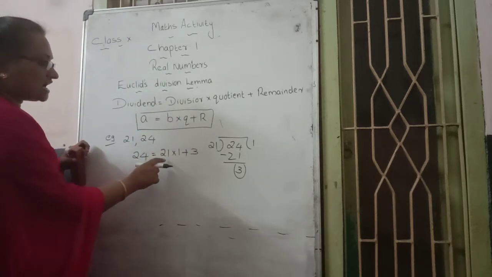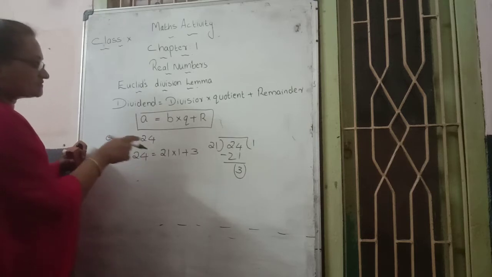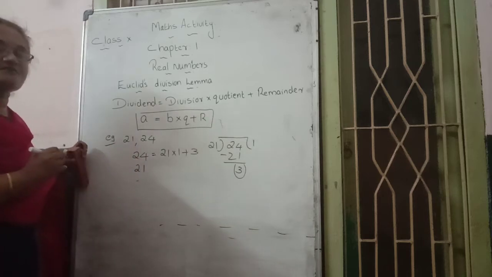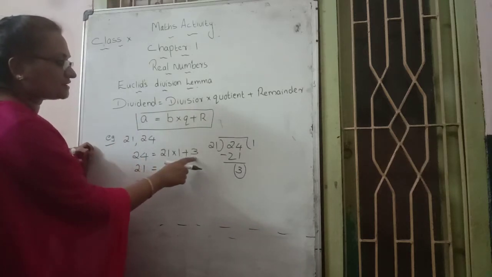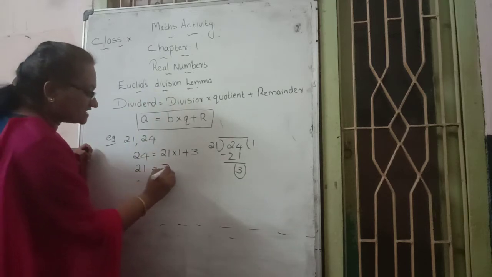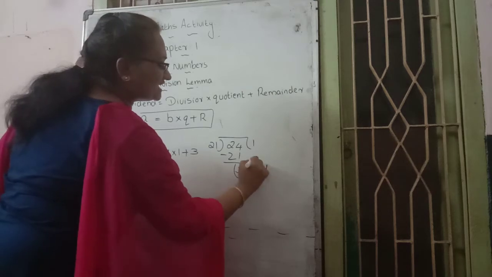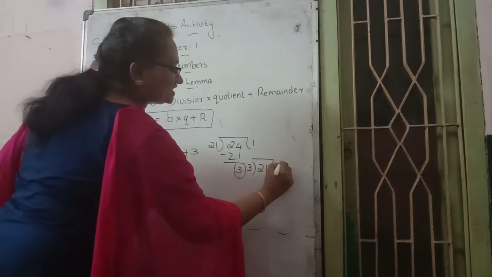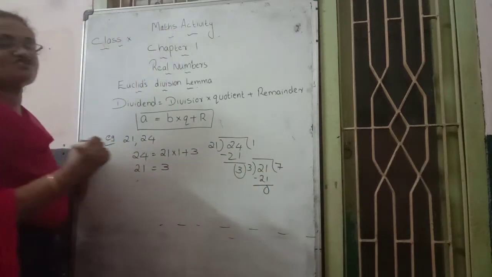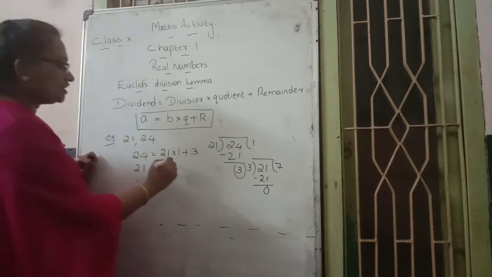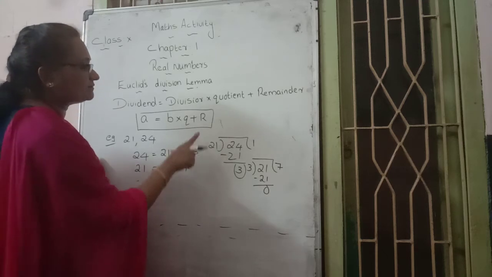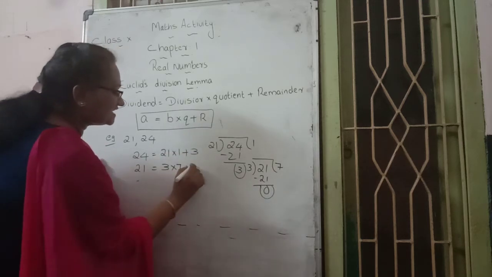How to continue? In the second step, our divisor comes to the dividend place. The first step's divisor, 21, comes as our dividend. In the first step, the remainder 3 comes to the divisor place, meaning 21 is divided by 3. How many times? 7 times. 3 times 7 becomes 21. Subtracting, what is the answer? The remainder becomes 0. So the quotient is 7, plus the remainder 0.